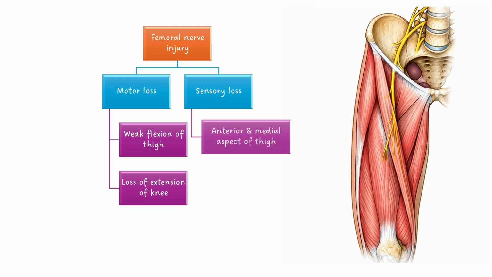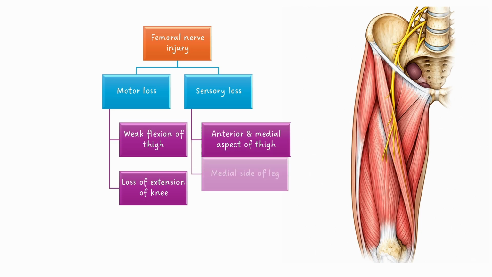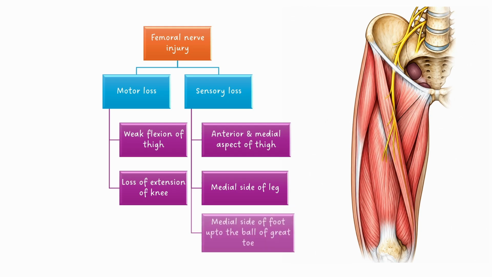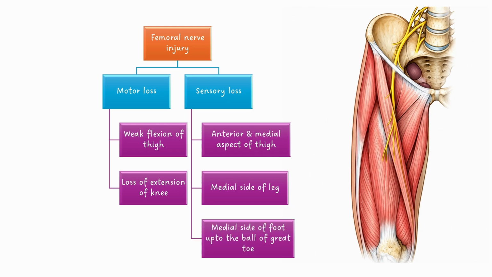The sensory loss we see mainly on the anterior and medial aspect of the thigh because of the involvement of the intermediate and medial cutaneous nerves of the thigh. We also see sensory loss along the medial side of the leg as well as the medial side of the foot up to the ball of the great toe because of the involvement of the saphenous nerve.